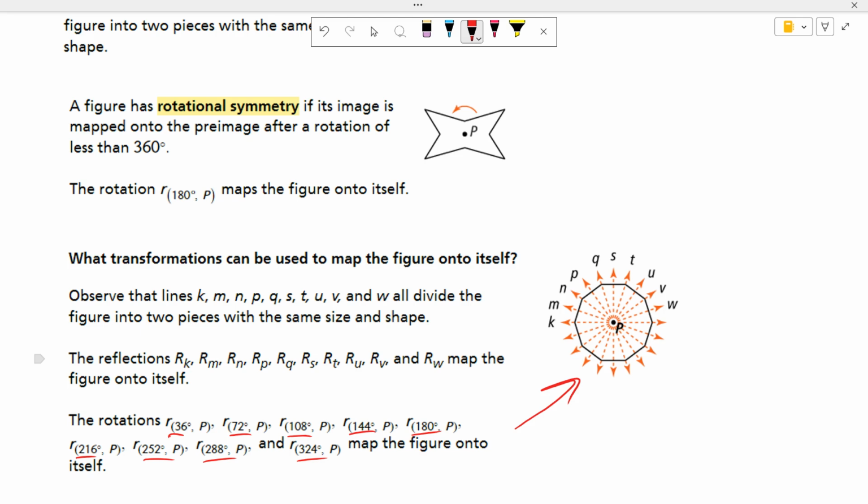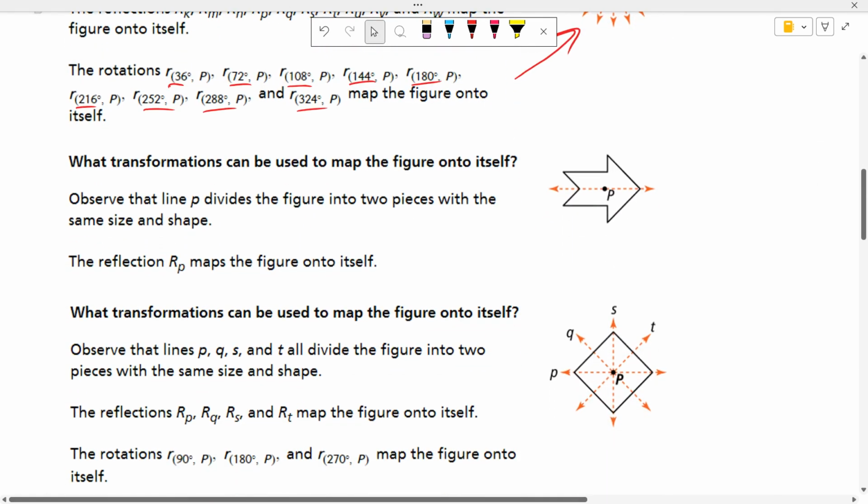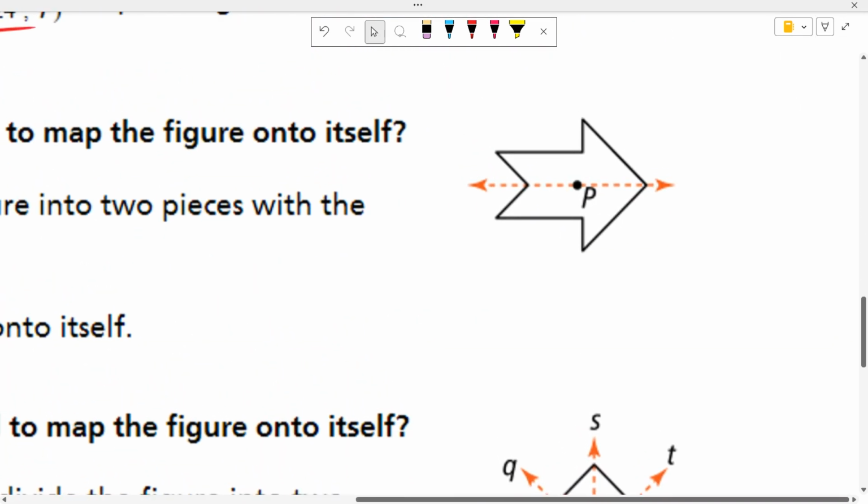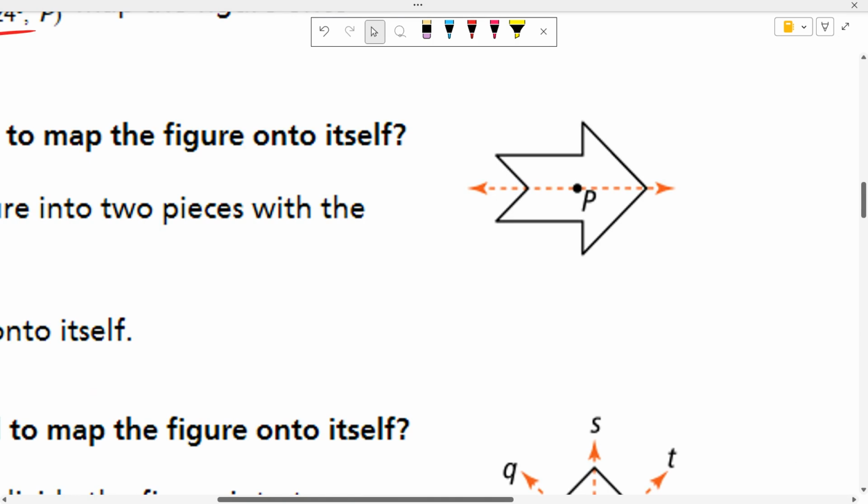As far as reflectional symmetry, we can reflect it across this line, this line, this line, and this line, and so on. So there's 1, 2, 3, 4, 5, 6, 7, 8, 9, 10 lines of reflection there. 10 lines of reflection. On this arrow, how many lines of reflection do we have? 1. Is there rotational symmetry? No, because you'd have to turn it all the way around until it's back on top of itself. One complete rotation is not rotational symmetry.